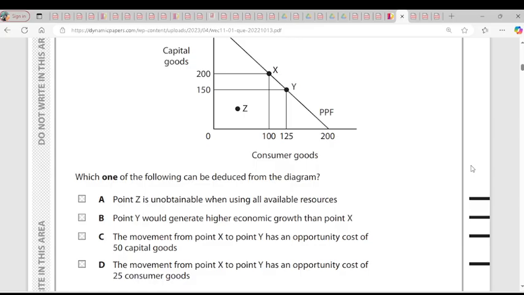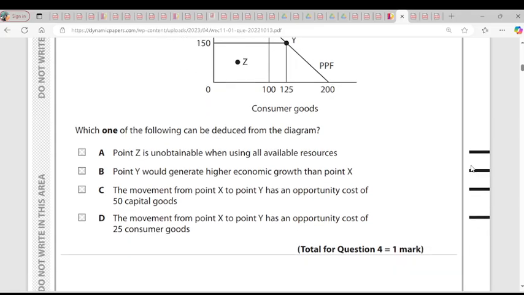So the point here is that if it's Y, it means we produce more consumer goods. Producing more consumer goods means that our consumption will increase, but in the future we will not increase our growth. To produce at point X, it means we are producing more capital goods, which will help to increase our output in the future. So it is not B.